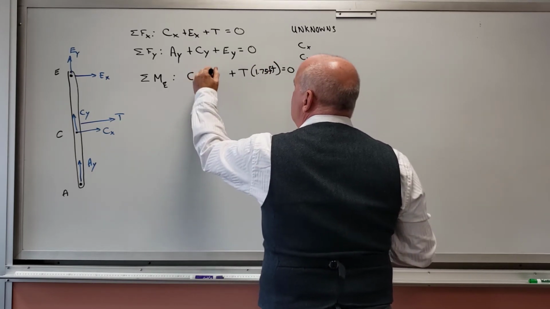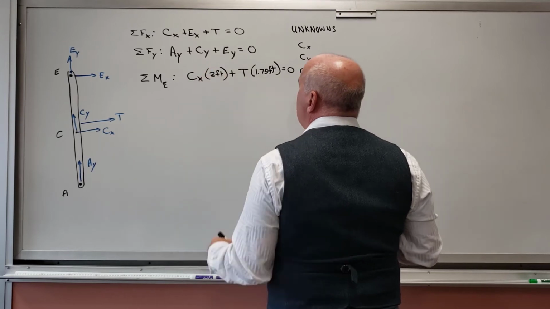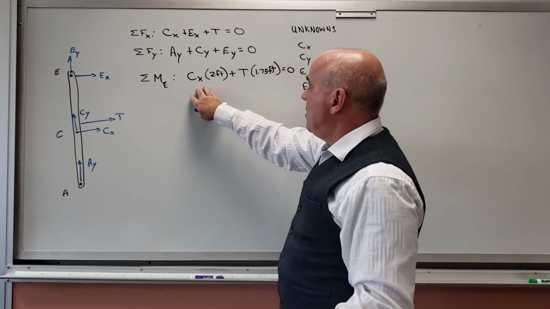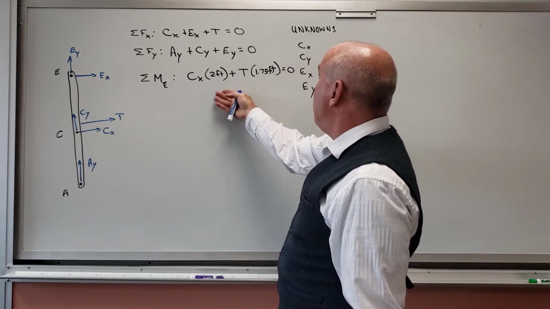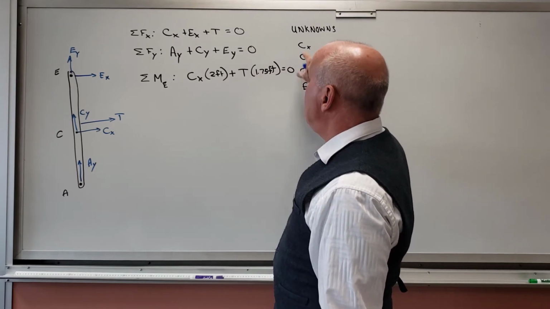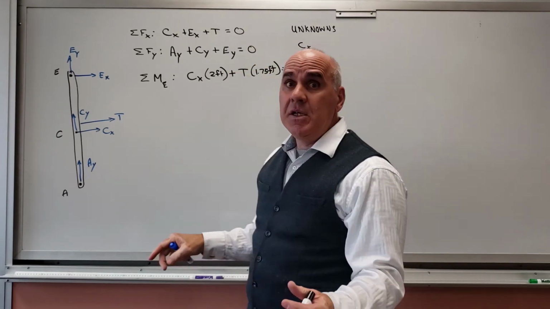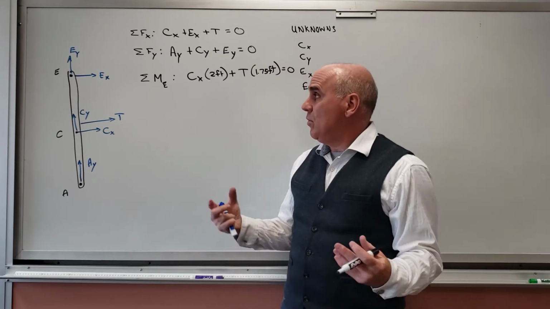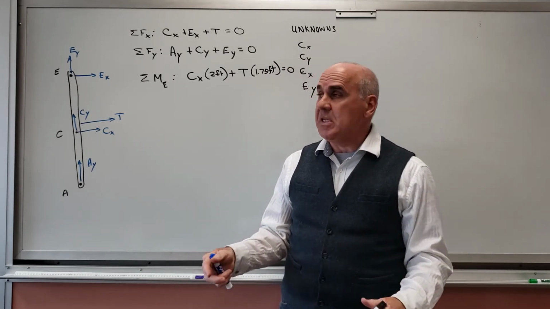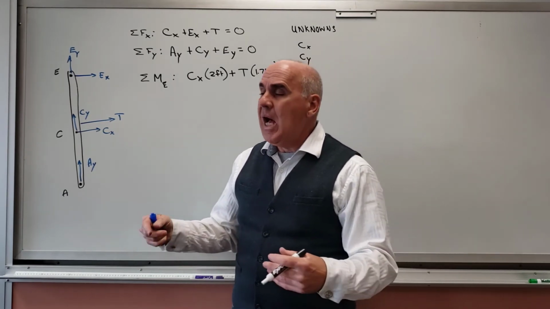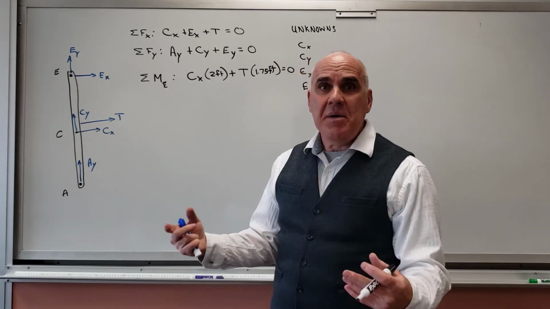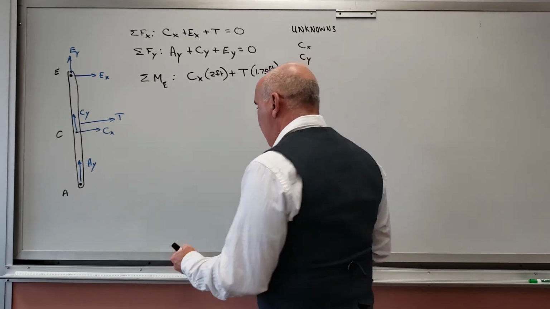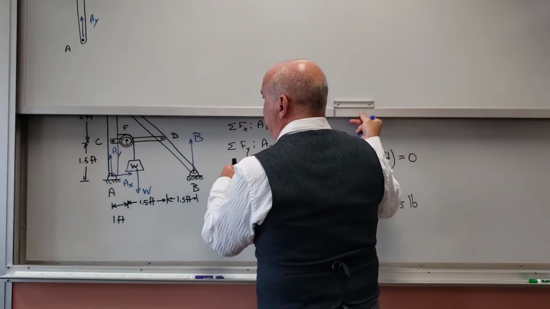And then C is 2 feet. And so I can immediately solve this for CX. I've eliminated one of my unknowns, but I still have 3 unknowns and only 2 equations. That's okay. I don't know those unknowns yet, but I've only started this problem, right? I've still got 2 more members that I have to look at. All right, so let's take a look at those.